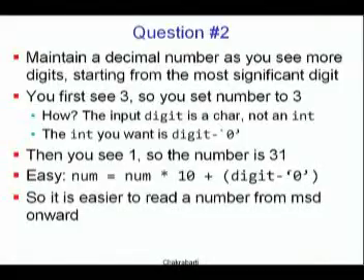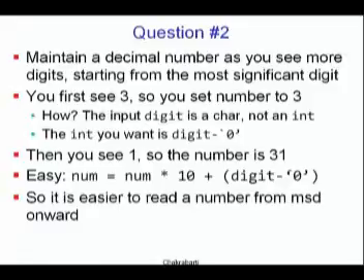So the next question was probably simpler than the first one, at least less tedious. So maintain a decimal number as you see more and more digits, starting from the most significant digit. So you first see 3, so you think the number is 3. How do you do that? We already saw from question 1, the input digit is a character, it's not an integer. Therefore, the integer you want is digit minus code 0. Okay, so that's one element we will test.